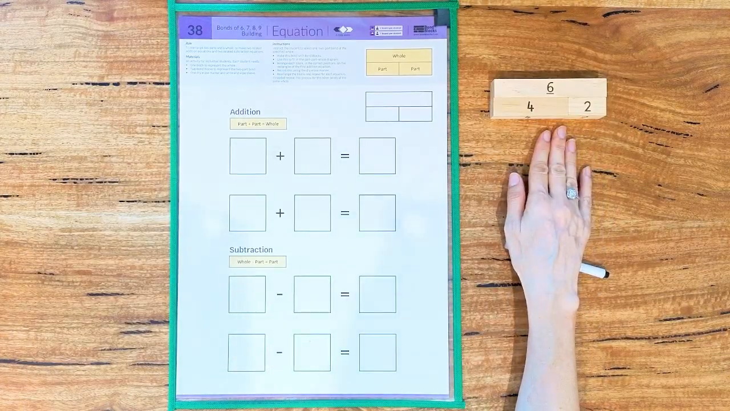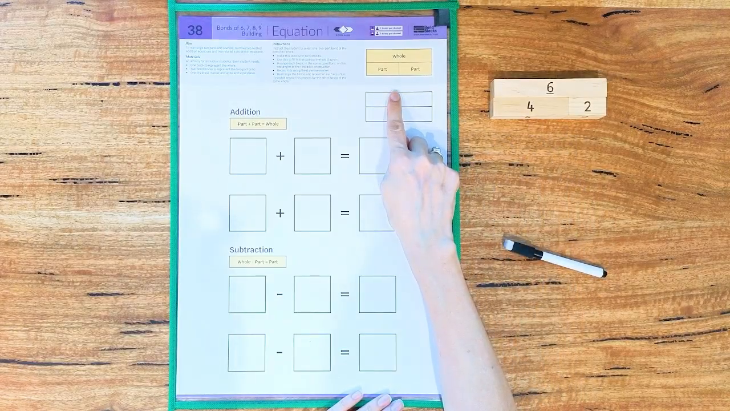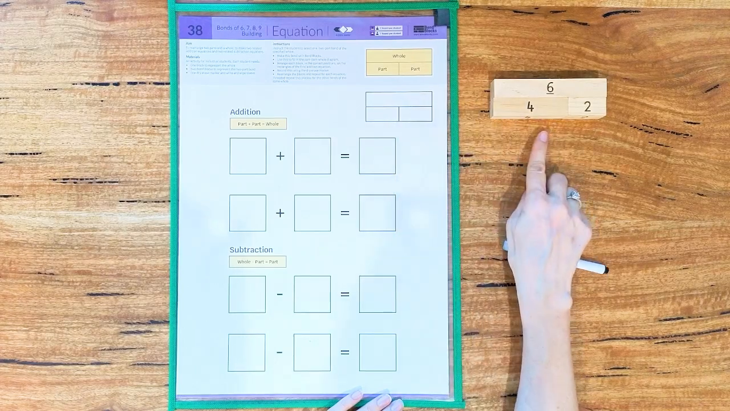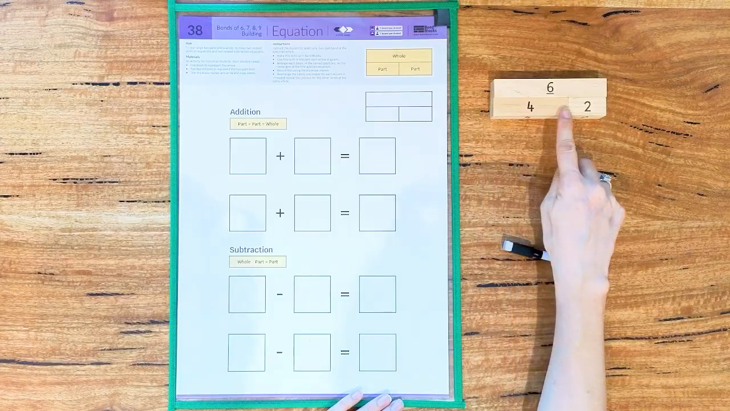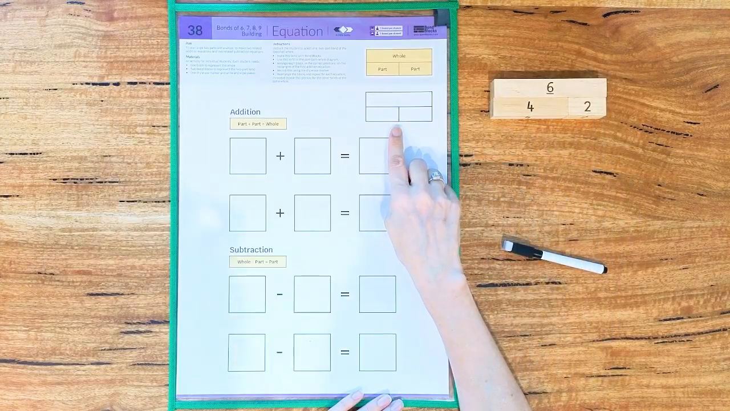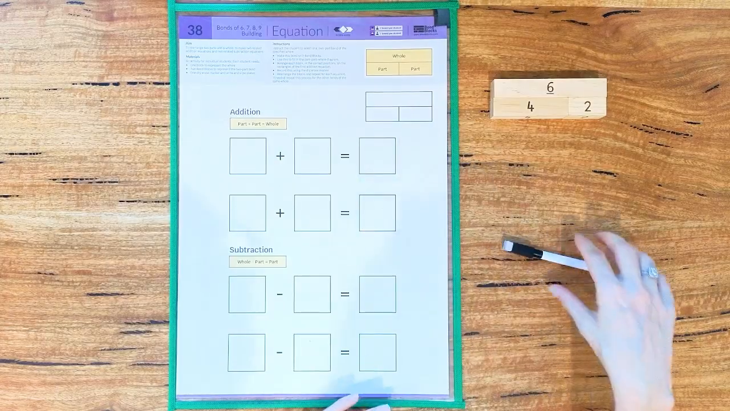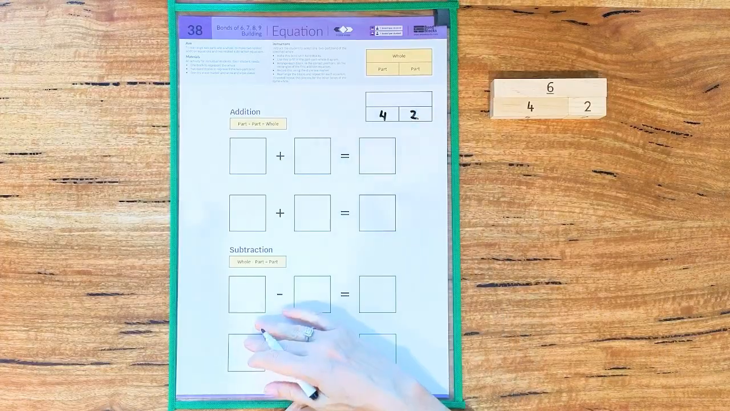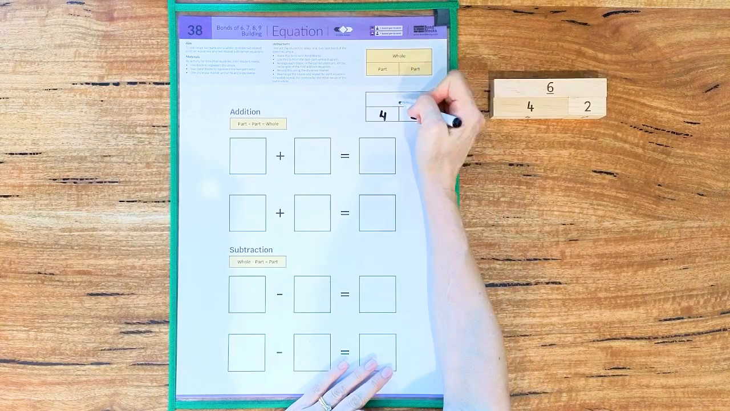First, I'm going to use my bond blocks to fill in my part, whole diagram. The diagram is a little more difficult than the bond blocks because the length of the blocks are related. The 4 is longer than the 2, whereas in the diagram, the bars that represent the parts are the same size. It's the number that you write in there that tells you how big they are. The last thing I need to write in this bar is my whole.